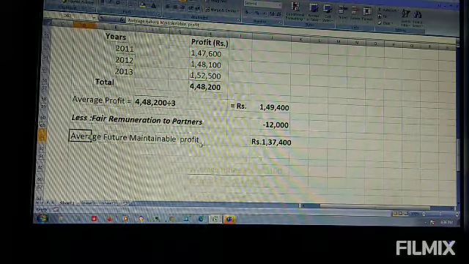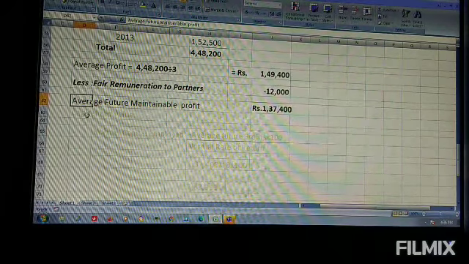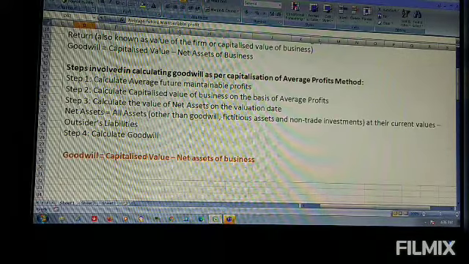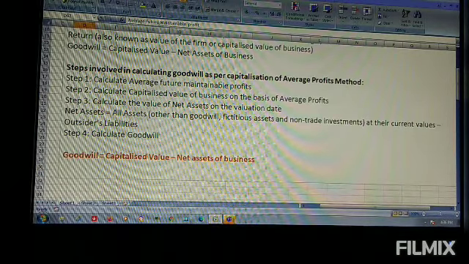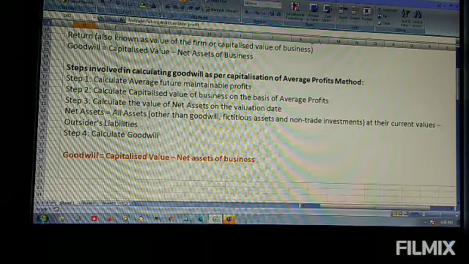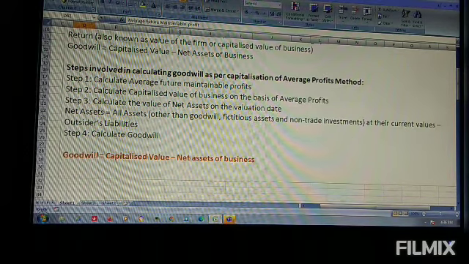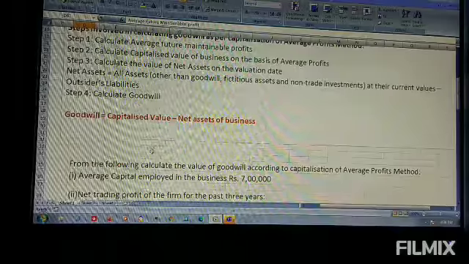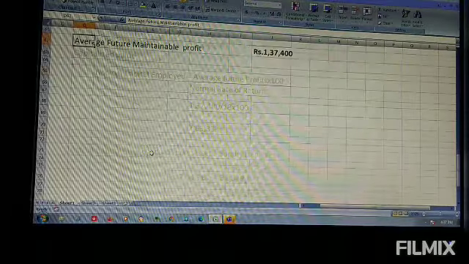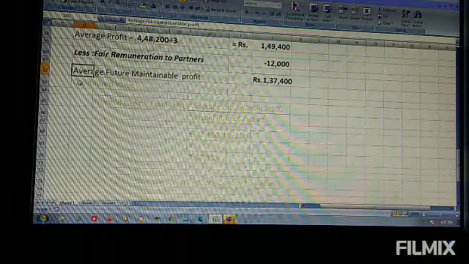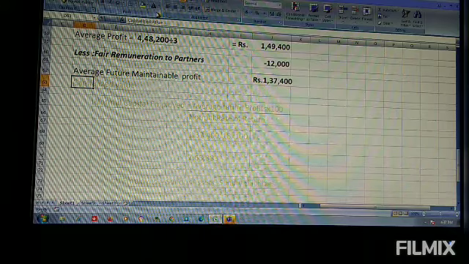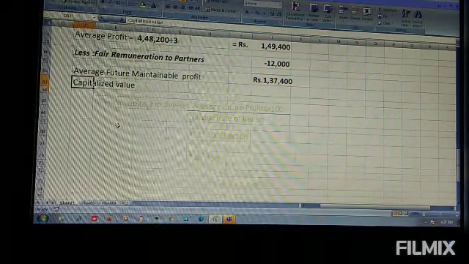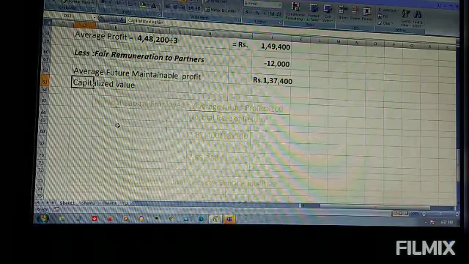The first step is done: we have calculated the average future maintainable profit. The second step is to calculate the capitalized value of the business on the basis of average profits. We need to find out the capitalized value. Write the heading there: capitalized value.